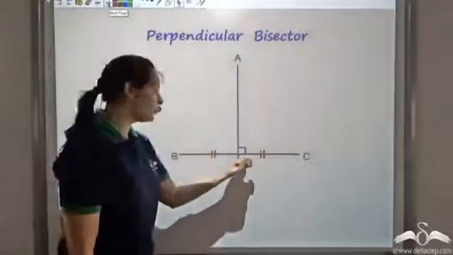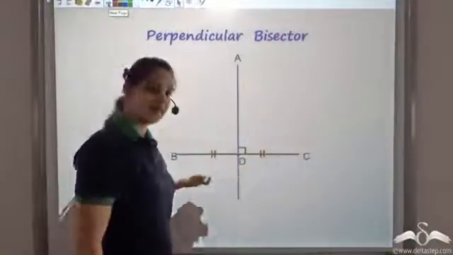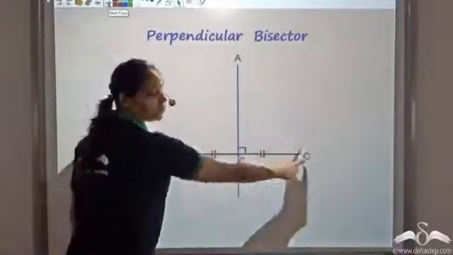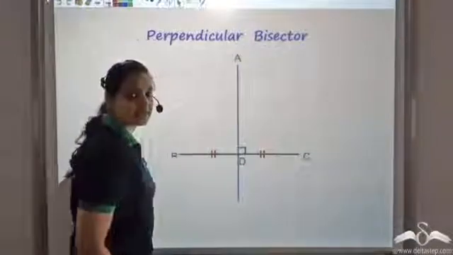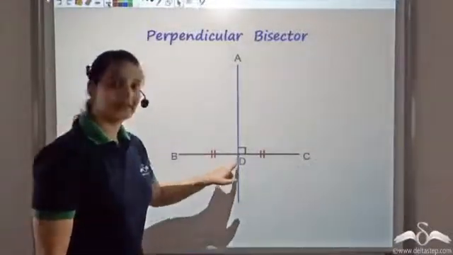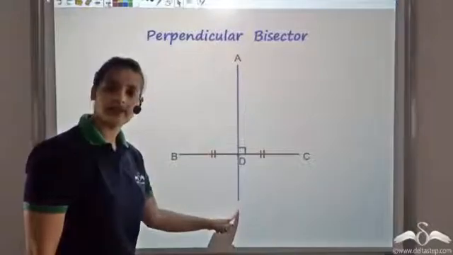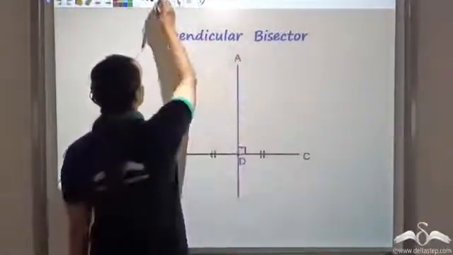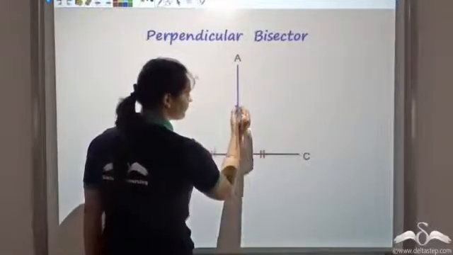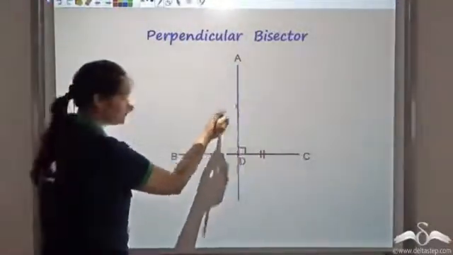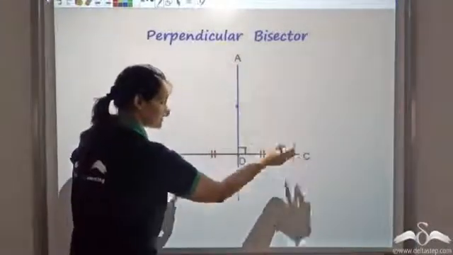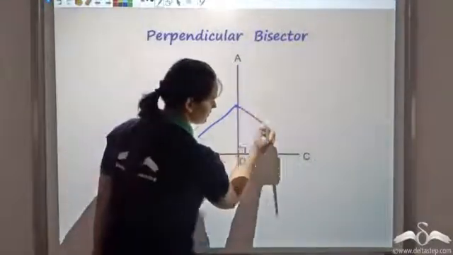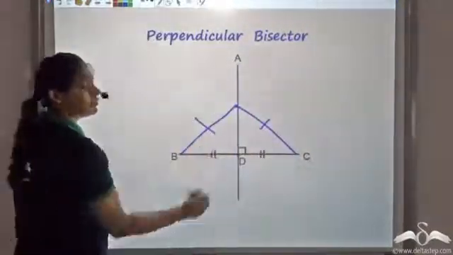So now let's say that the point D lies on the line BC. So D is obviously the midpoint of BC. BD would be equal to DC. But not just point D. In fact, if I pick any point on this line, which is the perpendicular bisector, then the distance of this point from both these points of the line segment would be the same. That is, this distance would be equal to this distance.